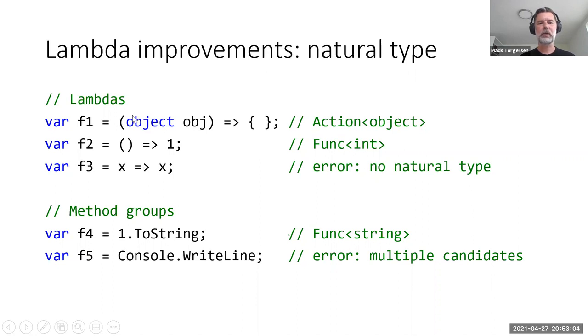So a couple of examples here. All the parameters are typed in both this and this case here. And we can infer the return type. But if we can't infer the return type, or if there's no type on the inputs, then it doesn't have a natural type, doesn't have a type on its own. And you can't do this var thing here. You have to specify a type. Say, what did you mean? What do you mean X?